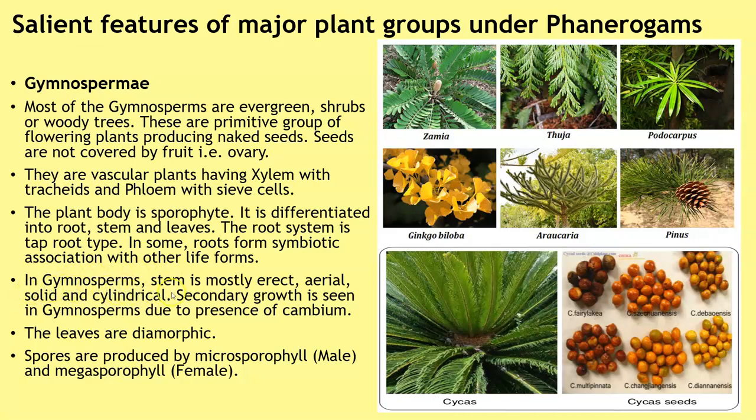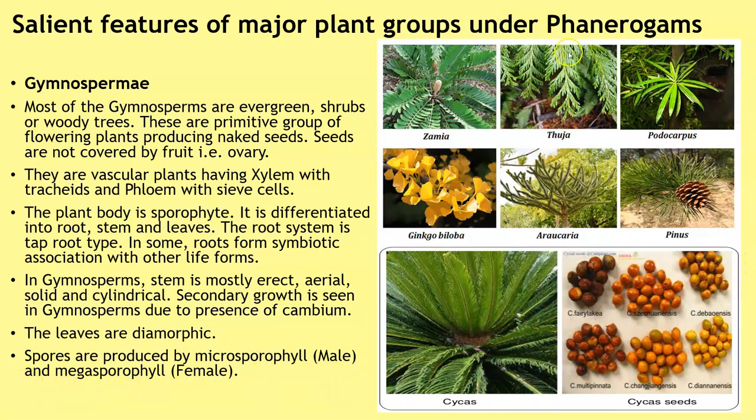Then in gymnosperms, the stem is mostly erect, aerial, solid and cylindrical. Secondary growth is seen here in gymnosperms due to the presence of cambium. Their leaves are dimorphic, that is, they have different appearance on the upper and the lower side of the leaf. Spores are produced by microsporophyll male and the megasporophyll female.